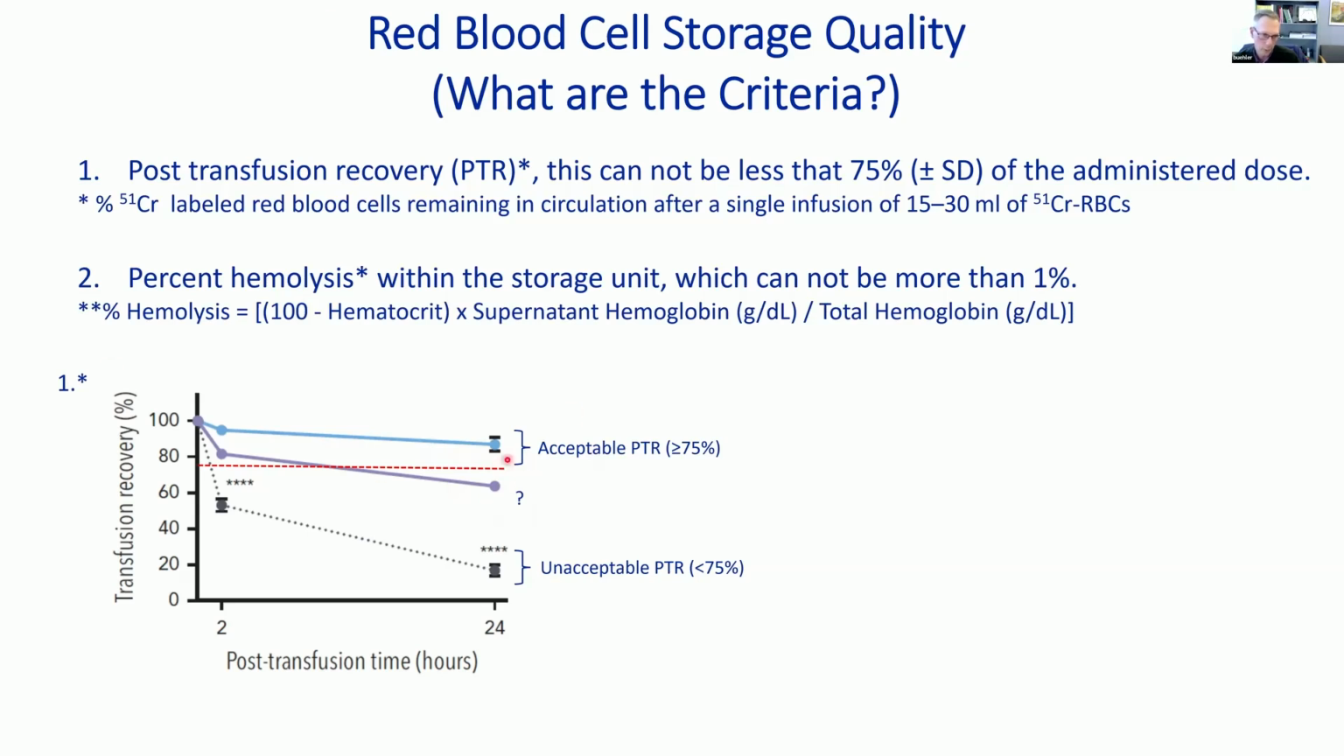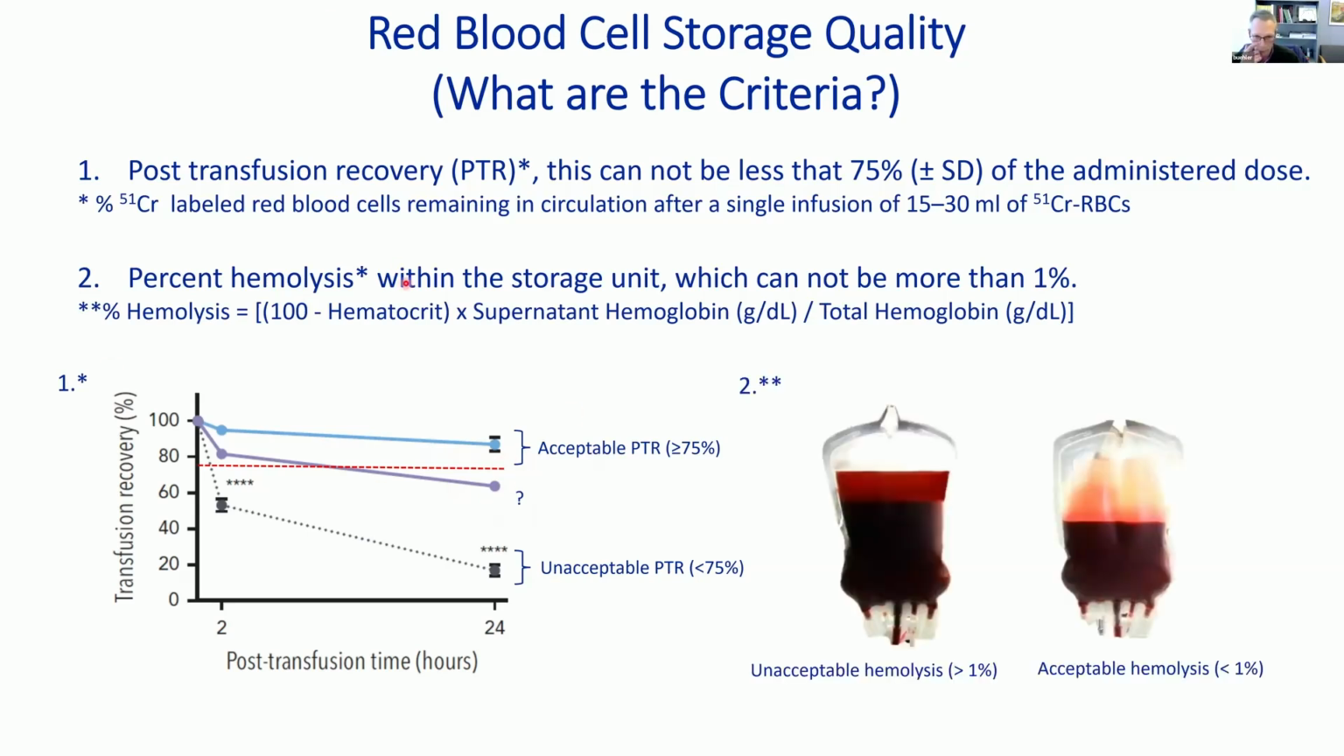The other issue is the percentage of hemolysis within a storage unit. So we allow 1% of hemolysis within a storage unit. You can see this is greater than 1% based on a calculation of hemolysis. And then this would be acceptable based on less than 1% hemolysis in the blood bag. And this is really kind of all we have to judge how red cells really function during storage, or what their quality is.